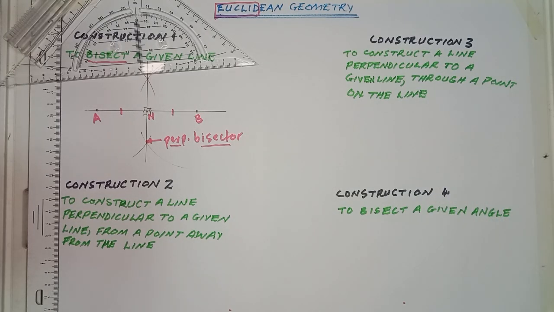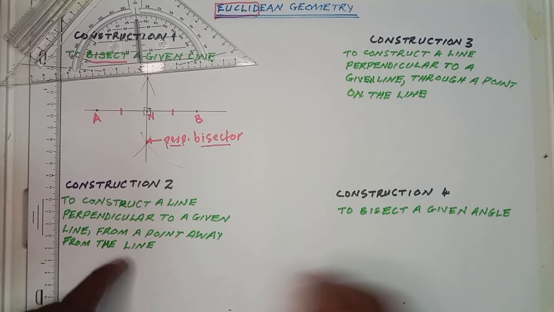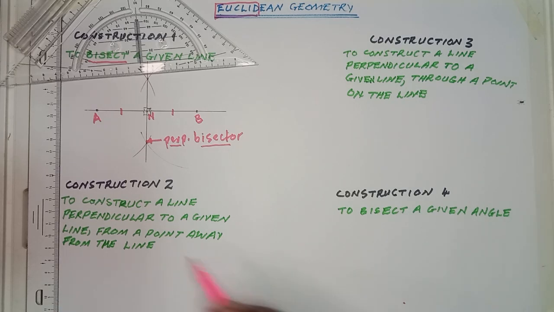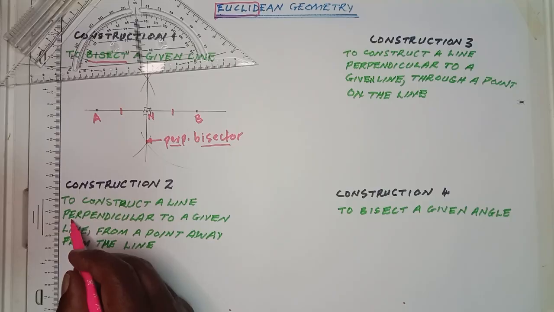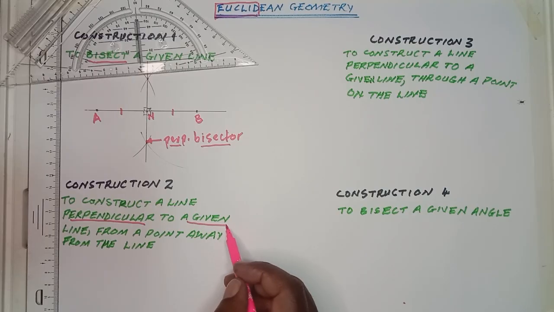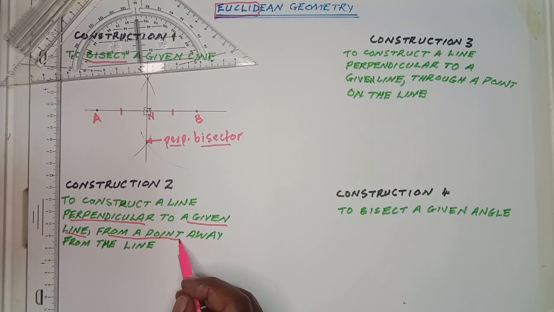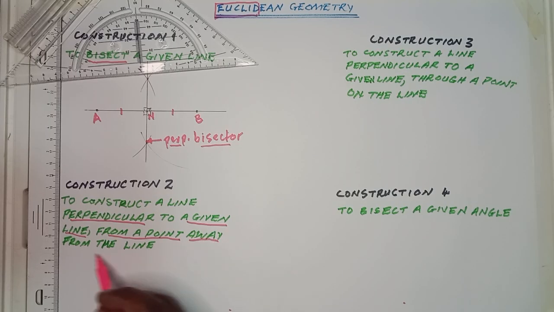So now we can move on to construction 2. Construction 2 says to construct a line perpendicular to a given line from a given point, and the point is away from the given line. To construct a line perpendicular to a given line from a point away from the given line.